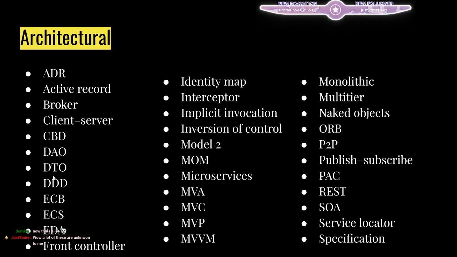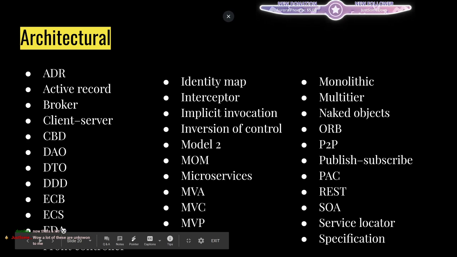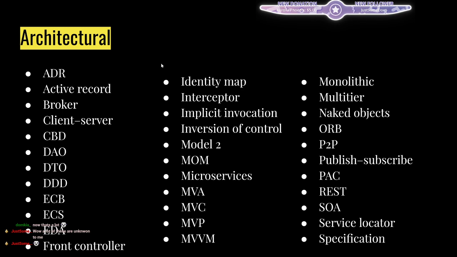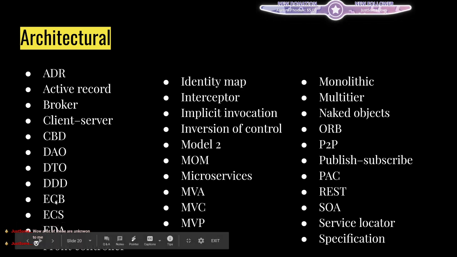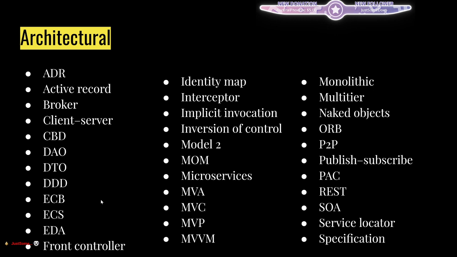Architectural, actually, it's insane. There are even more patterns. And if you ask me what patterns I know out of those, I can quickly go through. I haven't even heard about ADR. I know active record. I know broker. I know client server. I don't know CBD. I know DAO. I don't know DTO. I know DDD. I don't know ECB. ECS, I don't know. EDA, I don't know.